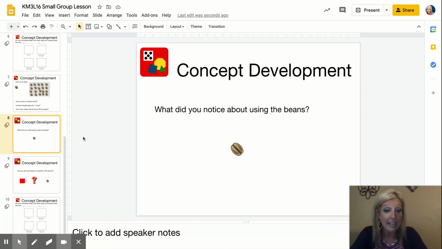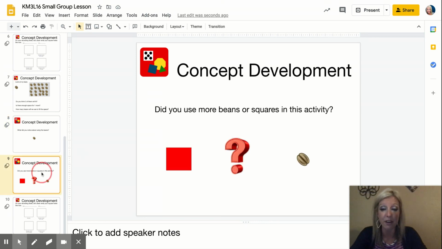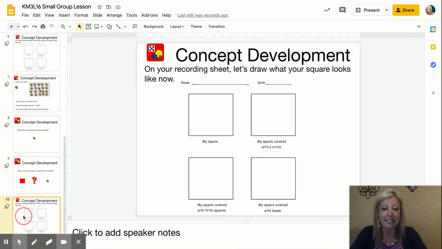You're right. It took so many more beans. And why do you think that? Oh, because the beans are smaller. Of course. So did you use more beans or squares in the activity above? We had 12 squares and 20 beans, so we used more beans. Go ahead and record that on your recording sheet or on your notebook paper that you've been using.